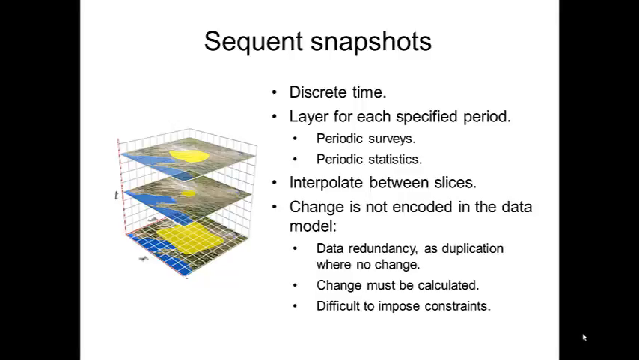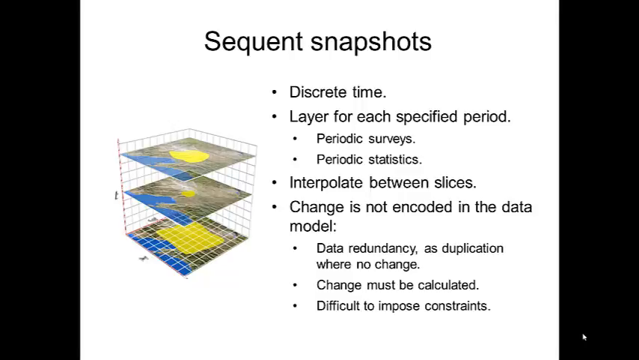Where there's no change, we're still recording the same data. So this cell here, or this cell here, is occupied in all 4 models, but it's repeated at those 4 time slices. There is nothing in the data model that's telling us that this square remains the same across those different time periods unless we calculate that it has happened. So change must be calculated in this model, and there is duplication.